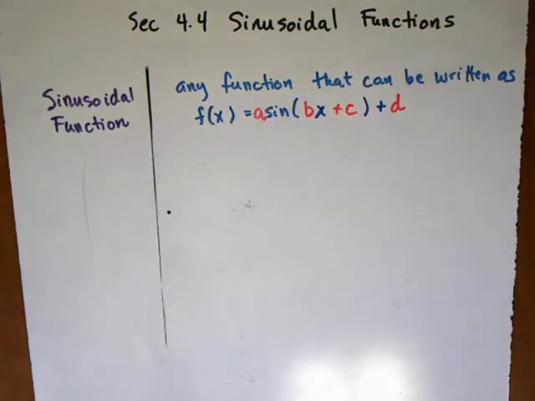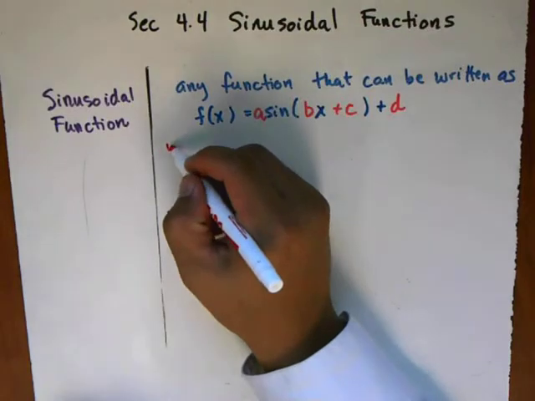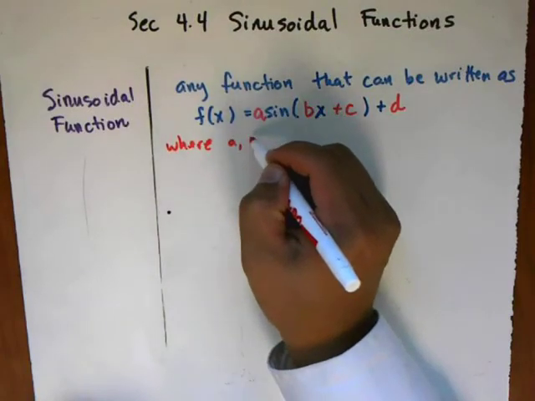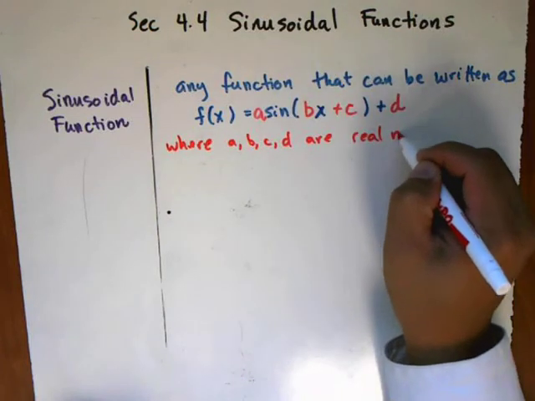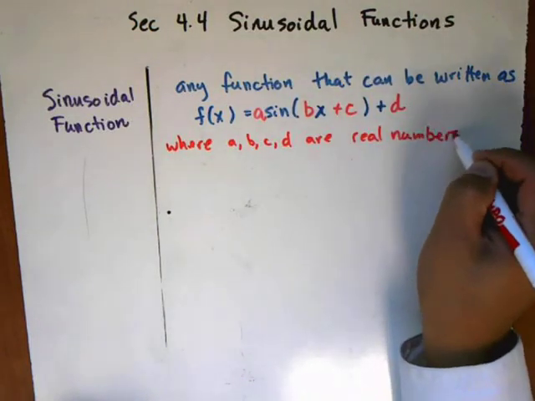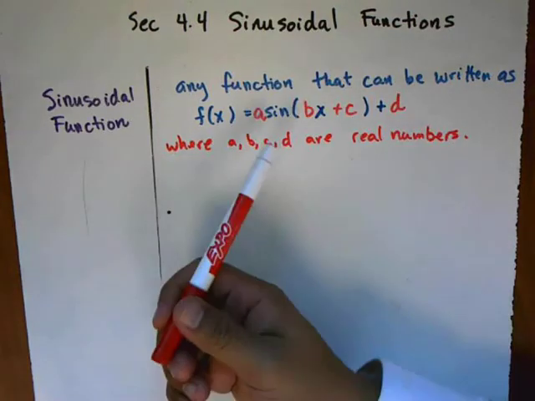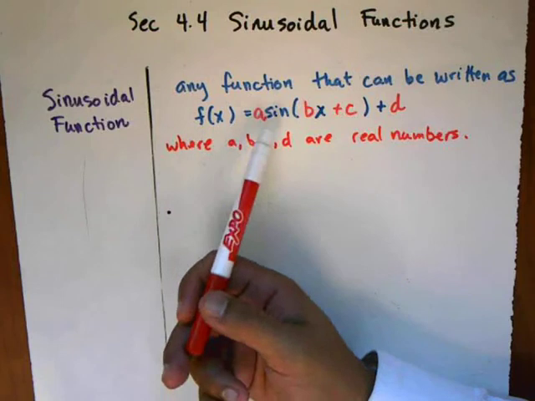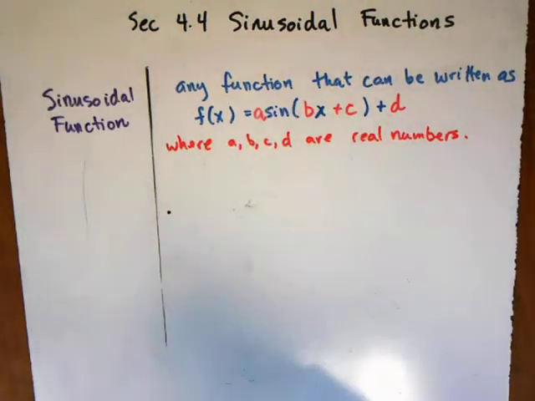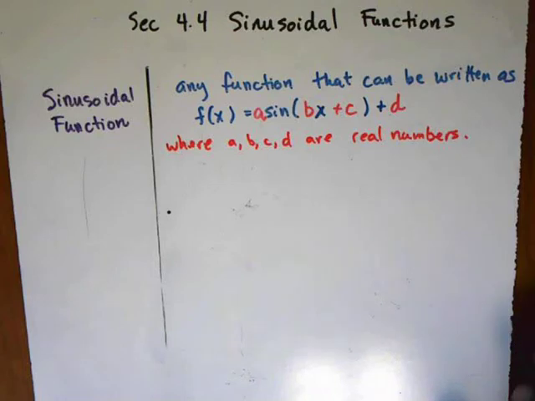And it can be written that way as long as A, B, C, D are real numbers. So nothing imaginary in here, they are real numbers. And this is really just a sine function, but I'm saying a sinusoid is any sort of transformation of a sine function. That's what A, B, C, and D are doing. They're transforming the original function. So the goal we're aiming for here is being able to take a sine function, the basic f of x equals sine, and expanding it to different transformations of it.